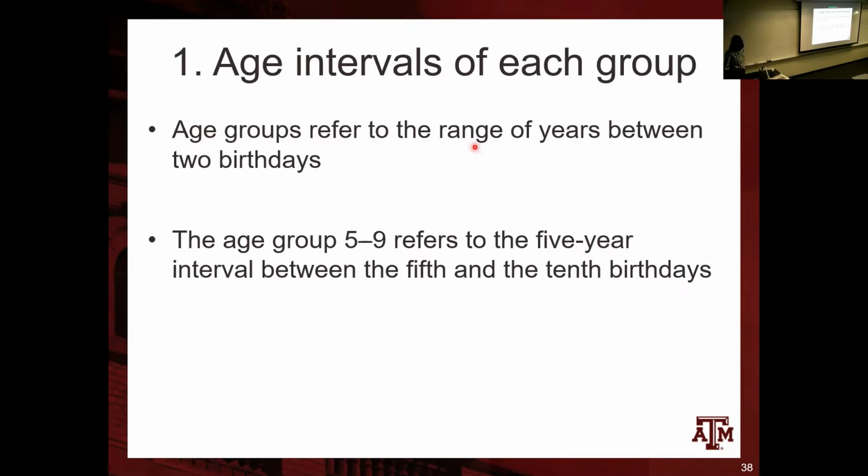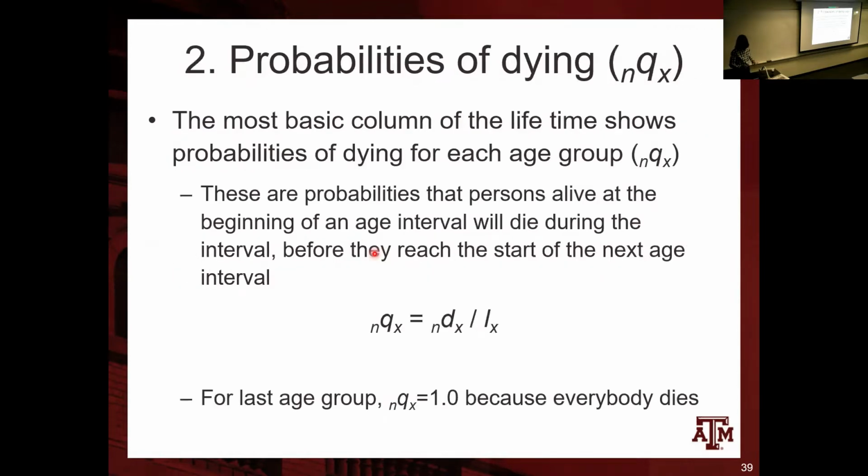The age groups refer to the range of years between two birthdays, right? So these are completed years. The age group 5 to 9 refers to the 5-year interval between the 5th and the 10th birthdays. So people who are 9 years and 11 months old enter in this age group from 5 to 9, as we have done before for other demographic indicators.